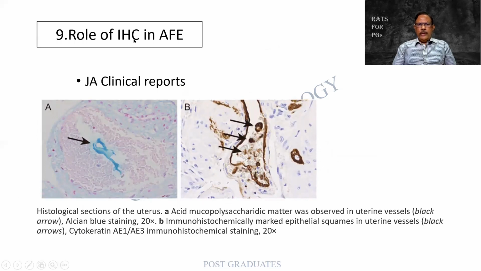This is the role of immunohistochemistry in amniotic fluid embolism. This is the source of it, and the legend is given below. You find that the endothelium cells as well as the components of the meconium, lanugo hair, etc., or the squamous could be identified by means of immunohistochemistry. Cytokeratin is one of the markers that has been shown in the picture.